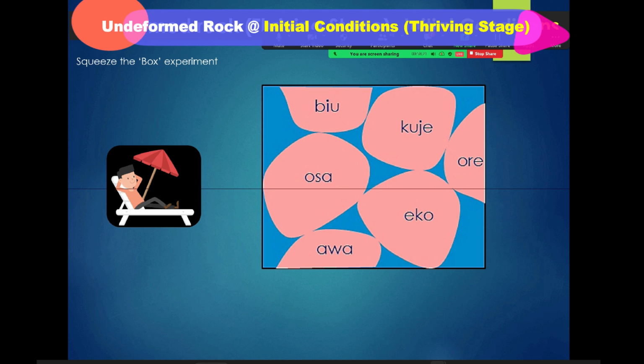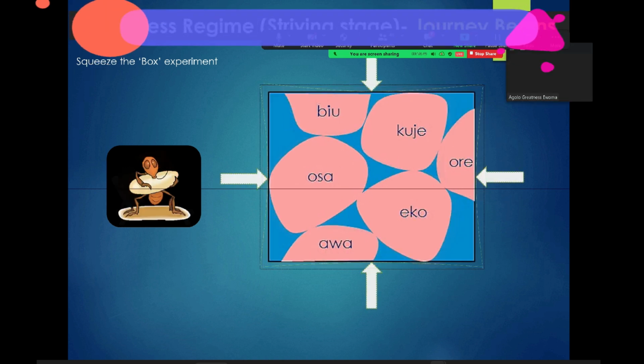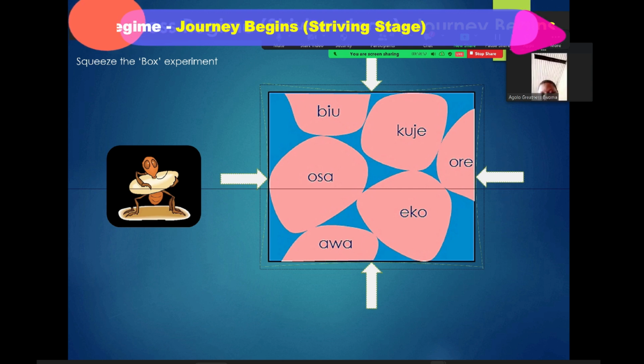So imagine the initial stage, the undeformed rock, the rock that was just dislodged from its parents, which you saw in those videos. It hasn't gone through a lot of changes, no compression, nothing. This is what it looks like. Imagine we, in this meeting, are different individuals. We have names. We're Osa, Biu, Kuje, Ore, Eko, and Awa. We're just individuals. We're all parts of the reservoir, okay? Just chilling. Nothing has happened to us. We're just birthed, okay? And then we imagine moving to the next stage where life begins to happen.